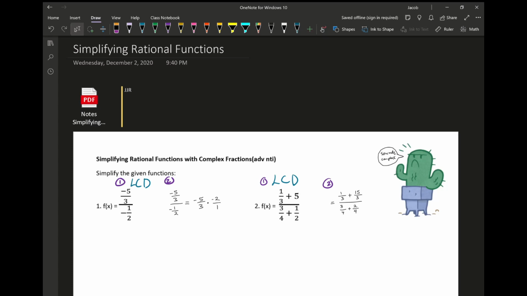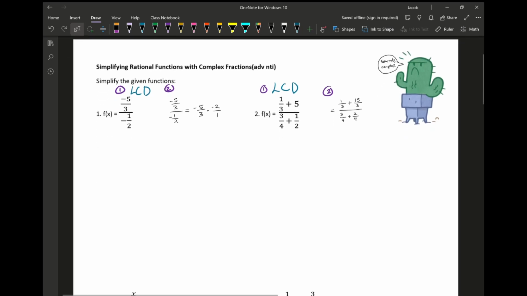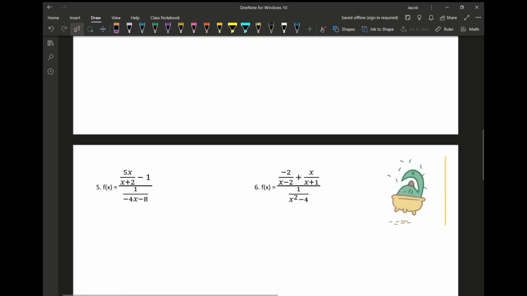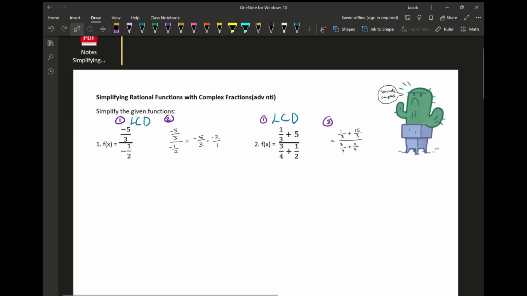Hello, welcome to Simplifying Rational Functions with Complex Fractions for NTI. This is going to be the last lesson on rational functions, and we're going to simplify just 6 equations here.